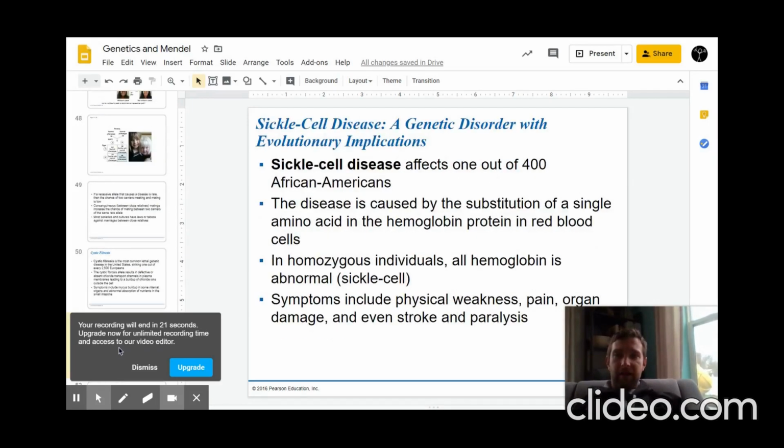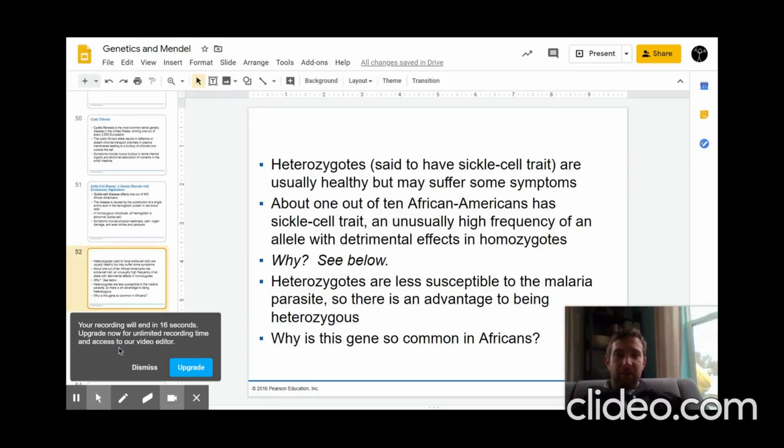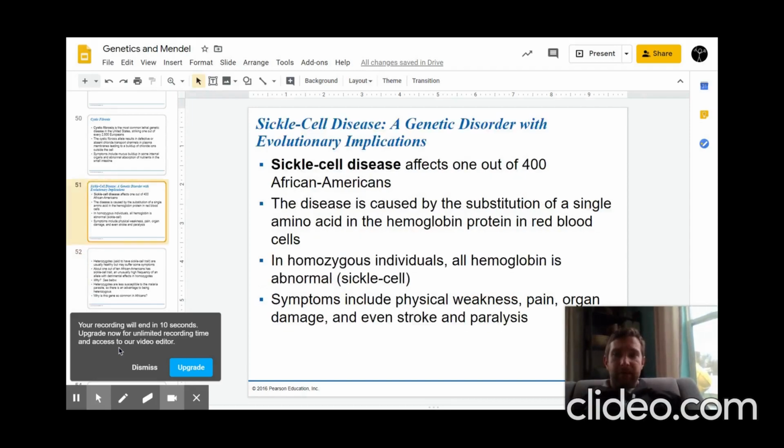I think that has reached the end of a couple of our more questions. So, heterozygotes in sickle cell anemia. Sorry.